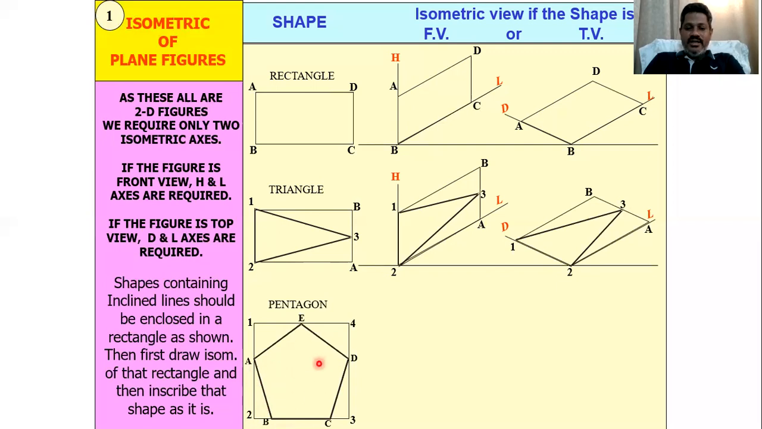Then enclose this pentagon in the rectangle with the construction lines by extending all this. Draw a horizontal line at point E, draw a vertical line at D and A, and from BC also, you will get a rectangle. Then construct the same rectangle with the same dimensions in the front view.